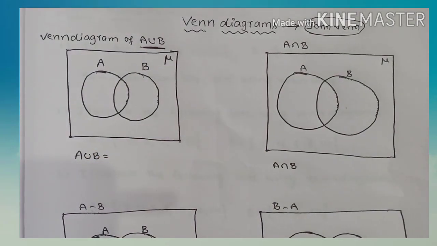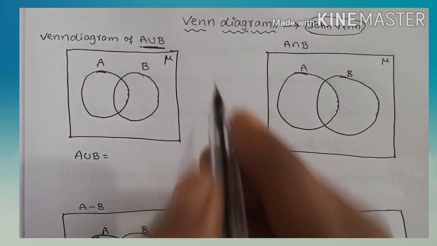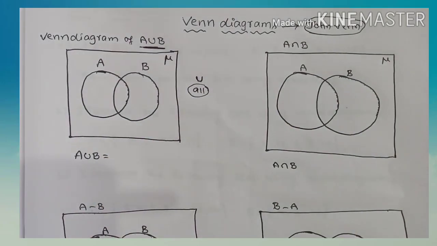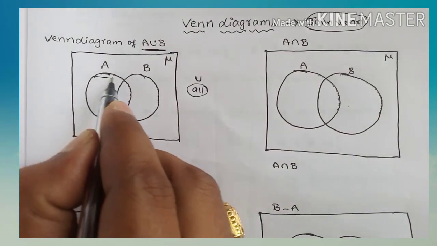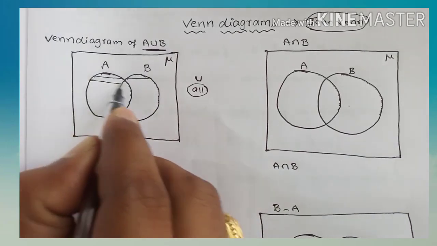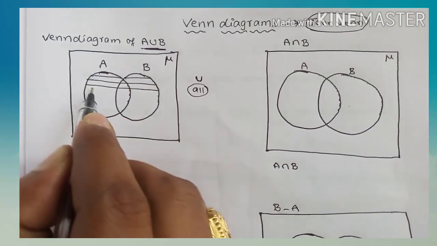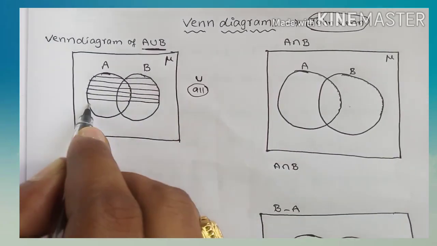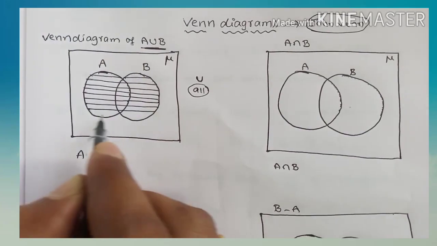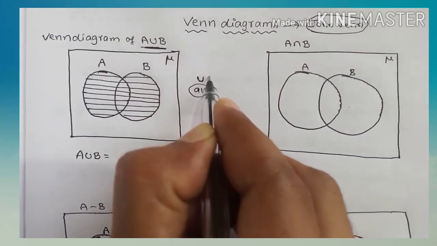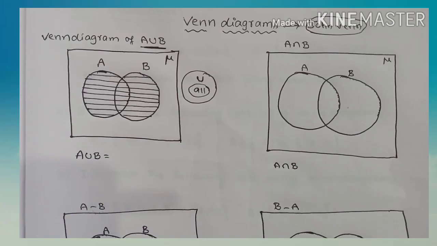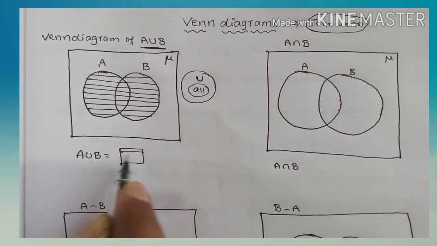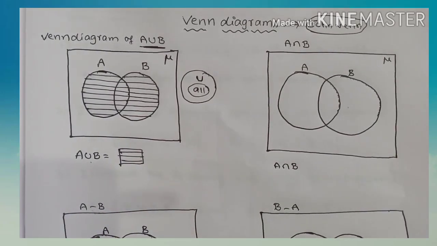When you are solving the union problems, you have to write all the elements if you are given the symbol as union. So here you have to shade all the part which is in A and B. You have to shade the A part and also the B part, because A union B means all elements you have to represent. So A union B, we can write in symbolic form using the horizontal lines.